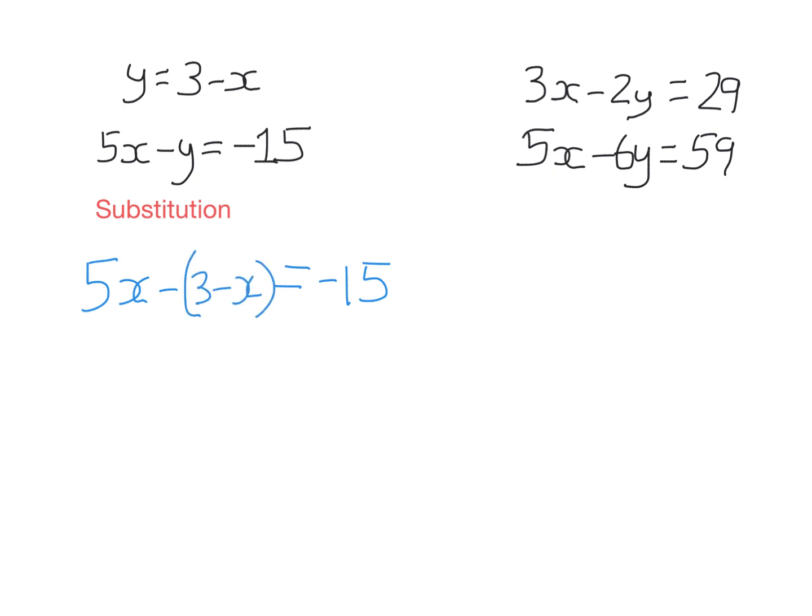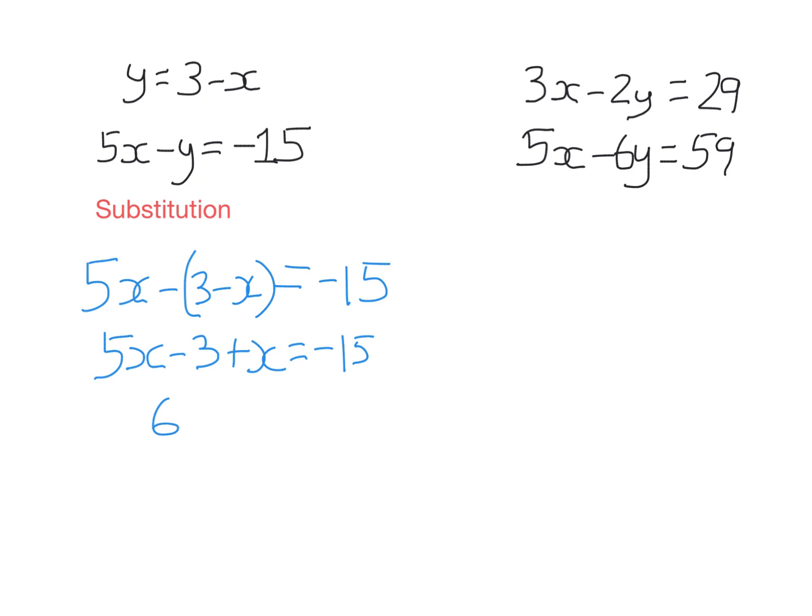We've now reduced this to one equation with one variable, which is very easy to solve. So expanding the brackets, I distribute the negative sign to the 3 and also to the x. So negative x is positive x. Make sure you understand that because people often make the mistake in this situation of writing negative x there.